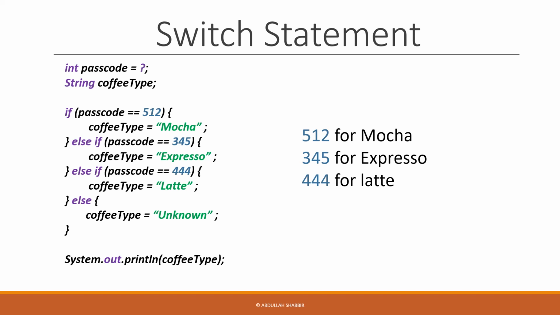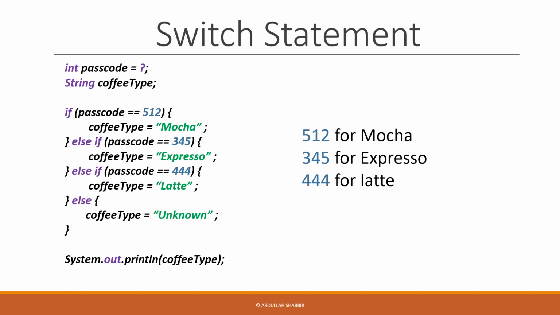We check if the passcode is equal to 345. If not, we'll then check if it's equal to 444. And if it's not equal to any of these, our coffeeType will be set to unknown. But this type of code can get really long for multiple passcode checks, and we are doing a similar check for equality in each of these test conditions.